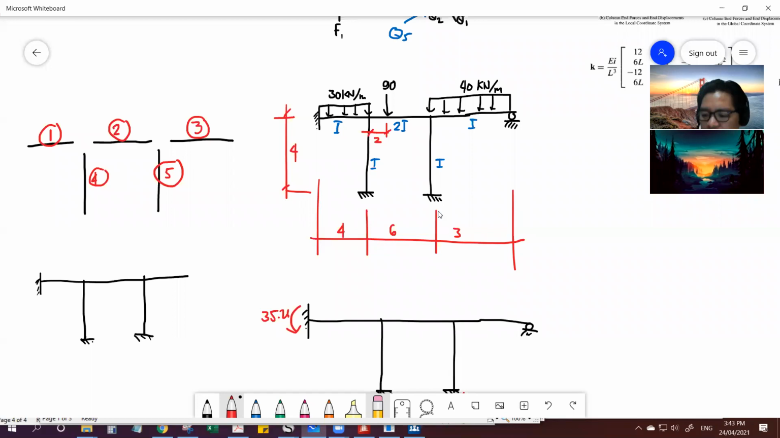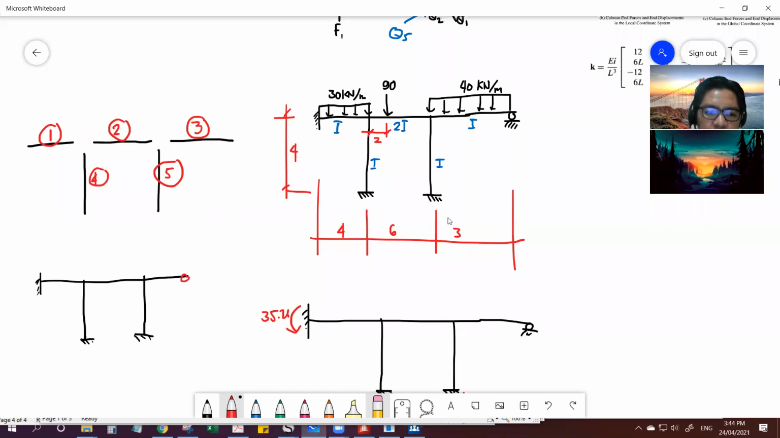This is a session to solve a non-sway frame using the beam stiffness matrix. I think this is already considered a special analysis technique, because using just the beam formulation stiffness matrix, we're now able to analyze frames.